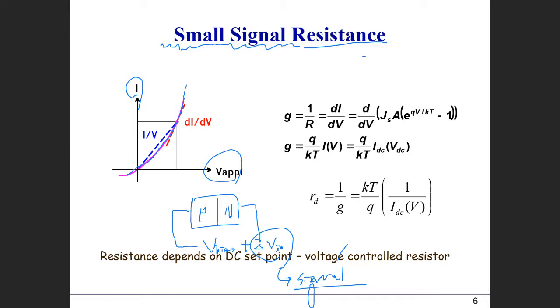then if we have a certain bias located at this location, now on top of it we have some modulation of the signal. Then that's going to modulate here and generate the corresponding current. Okay. And then this slope between the current and the voltage is defined as the small signal resistance.